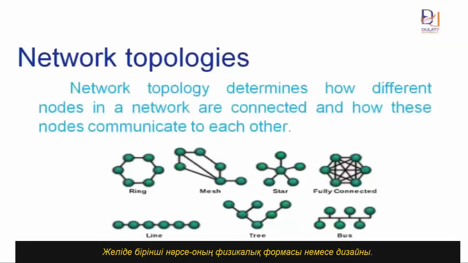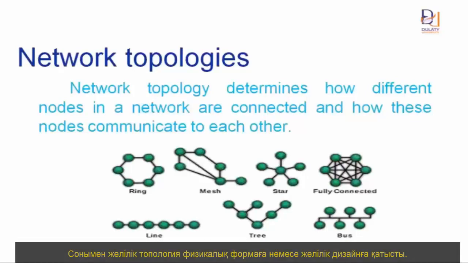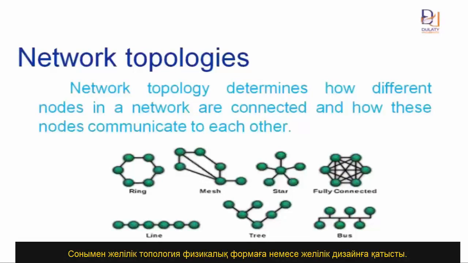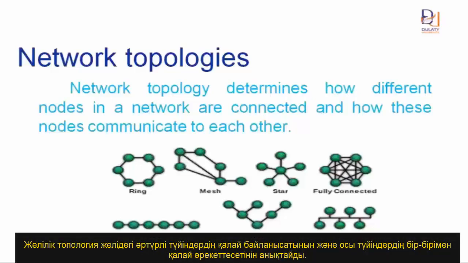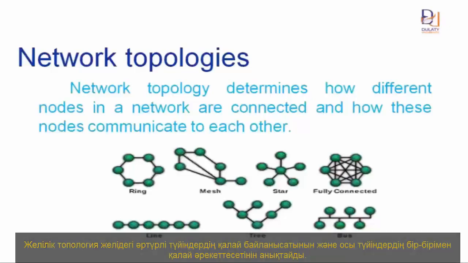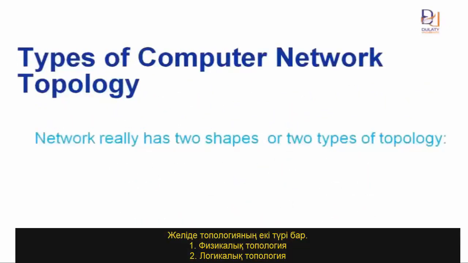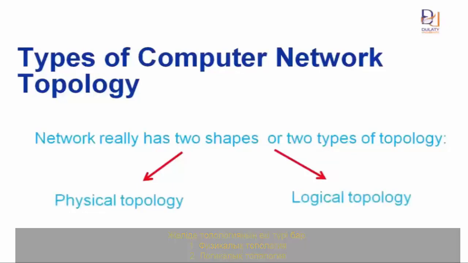The next thing to study about a network is its physical shape or design layout. Actually, network topology refers to the physical shape or design layout of a network. Network topology determines how different nodes in a network are connected and how these nodes communicate with each other. Network really has two shapes or two types of topology: physical topology and logical topology.